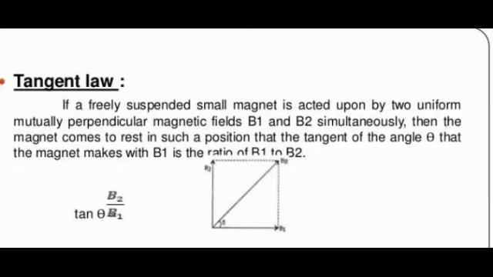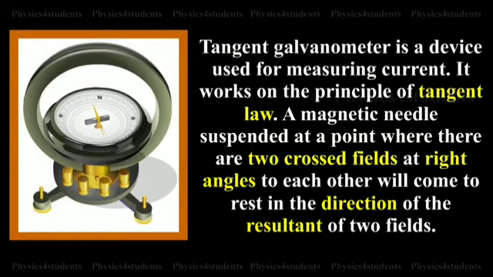The next topic is tangent law and tangent galvanometer. What is tangent law? When a magnetic needle or magnet is freely suspended in two mutually perpendicular uniform magnetic fields, it will come to rest in the direction of the resultant of the two fields. Next, the tangent galvanometer is a device used for measuring current. It works on the principle of tangent law. The magnetic needle suspended at a point where there are two crossed fields at right angles to each other will come to rest in the direction of the resultant field.